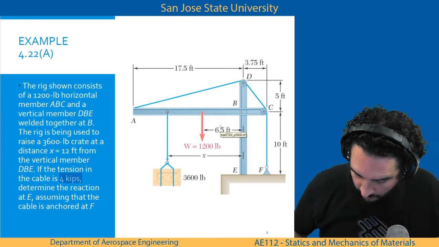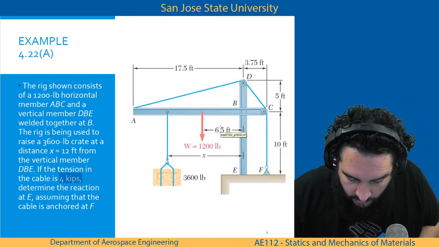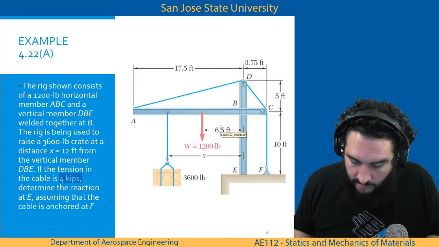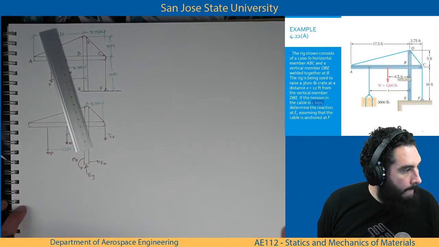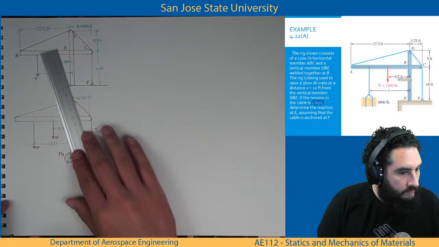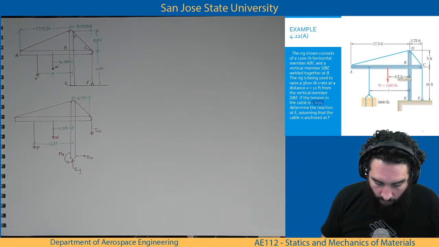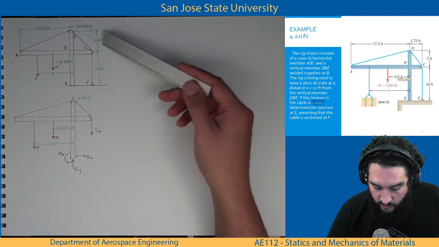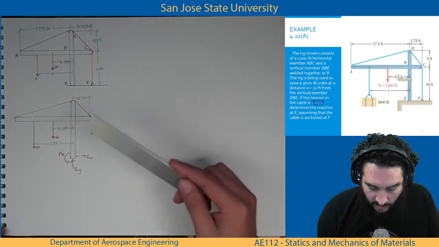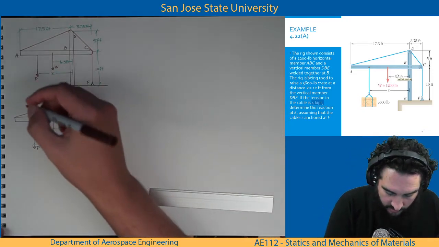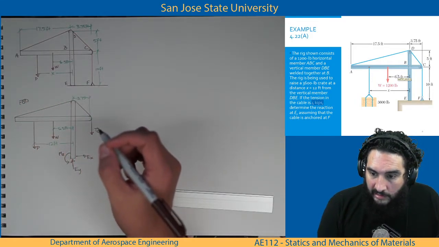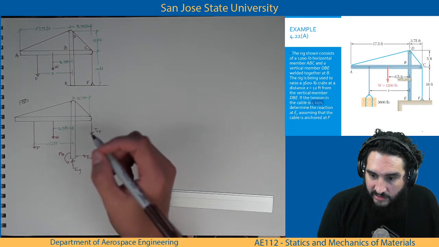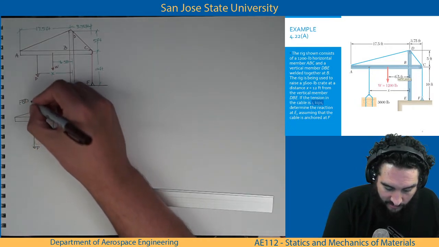Okay, I'm back. Let me rotate this to give you a good view of it. The top picture is just a redrawn version. The bottom is my free body diagram, which I will label. I guess I can call this AD. It doesn't really matter what you call this.